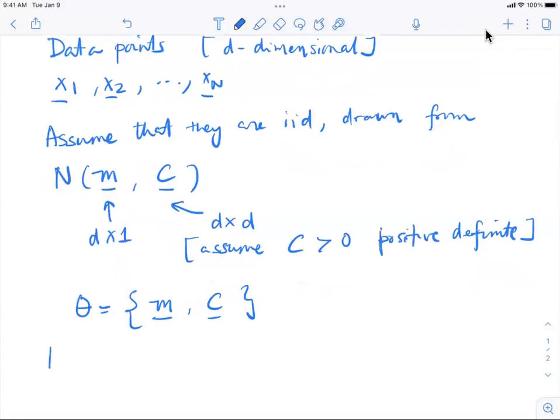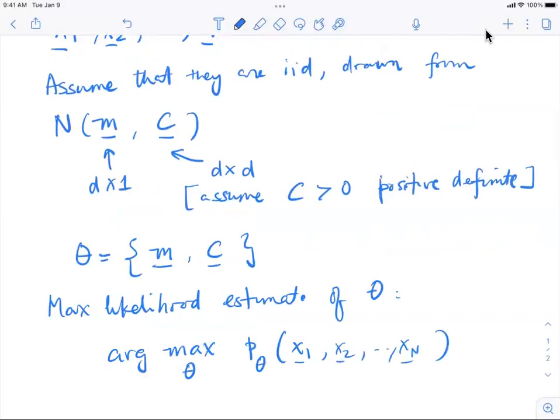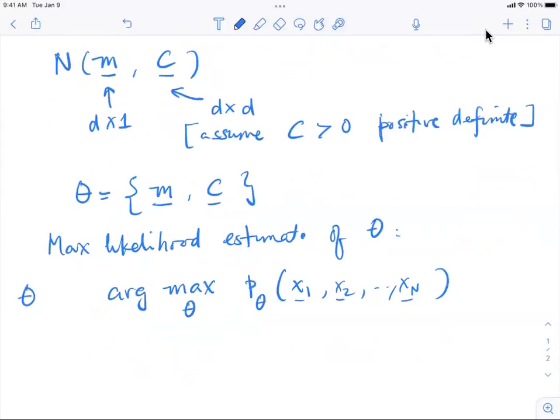And the maximum likelihood estimate of theta is basically the argument of the maximum, whatever maximizes the likelihood function, basically the joint density of the data I'm seeing. And so that is my theta hat ML, which is of course a function of the data. That's the definition of maximum likelihood estimation, of course.